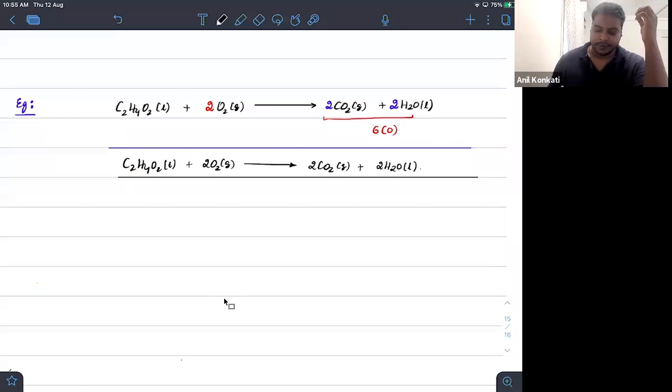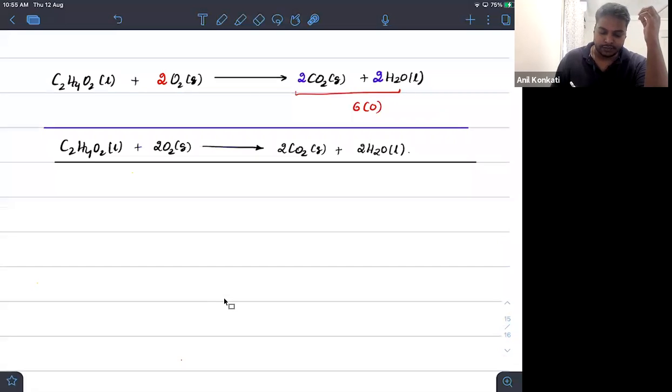Yeah, listen up. On the left hand side, I have 2 carbons, so on the right hand side I also need to make 2 carbons. So I kept 2 here. On the left hand side I have 4 hydrogens, and here it appears like 2 hydrogens only. That's why I multiplied by 2 here, so 2 twos are 4. So carbon is balanced, hydrogen is balanced.